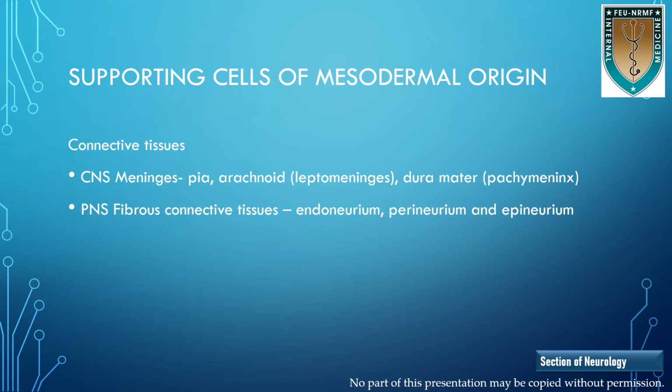The other supporting cells of mesodermal origin are the connective tissues that protect the nervous system. So in the CNS, these are the meninges. The pia and the arachnoid are what we refer to as the leptomeninges, and the tougher dura as the pachymeninx. In the peripheral nervous system, they are the fibrous connective tissues that envelop and protect the peripheral nerves and the cranial nerves. These are the endoneurium, the perineurium, and the epineurium.